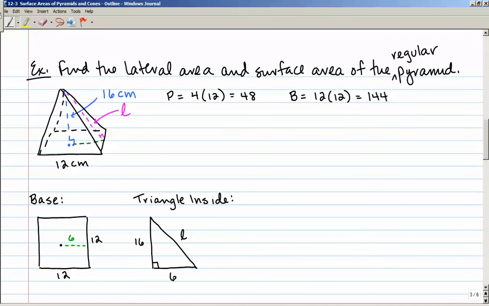So on my triangle on the inside, I have a right triangle that has a height of 12, a base of 6, and the slant height is going to be the hypotenuse. So I'll use the Pythagorean theorem to figure that out.